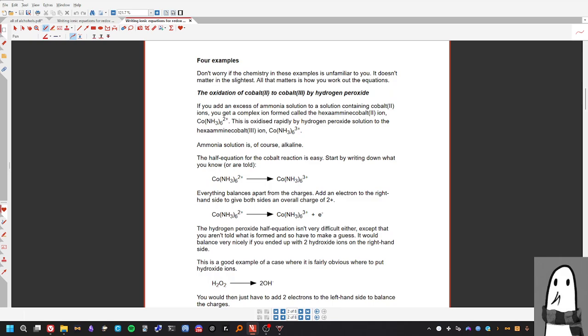To a solution containing cobalt 2 ions, you get a cobalt. Sorry, that's going to be solvent as well. So the final thing that you're going to be making is going to be your complex ion called hexaamminecobalt(II) ion. And then that's rapidly reacting with the hydrogen peroxide solution.